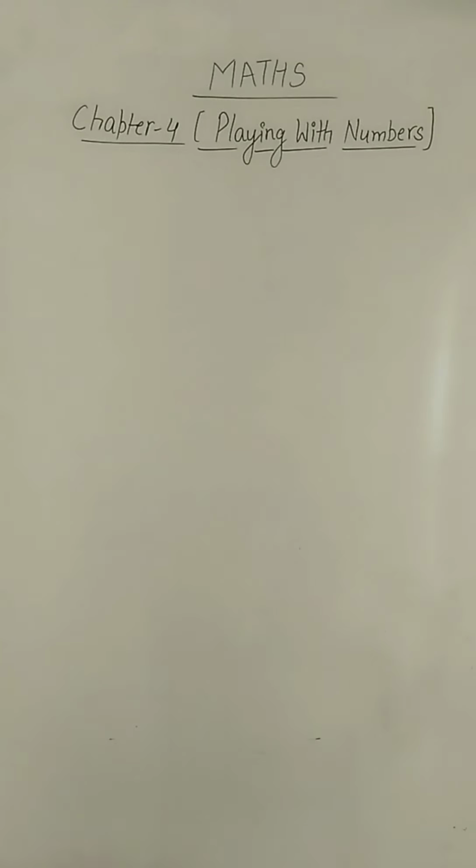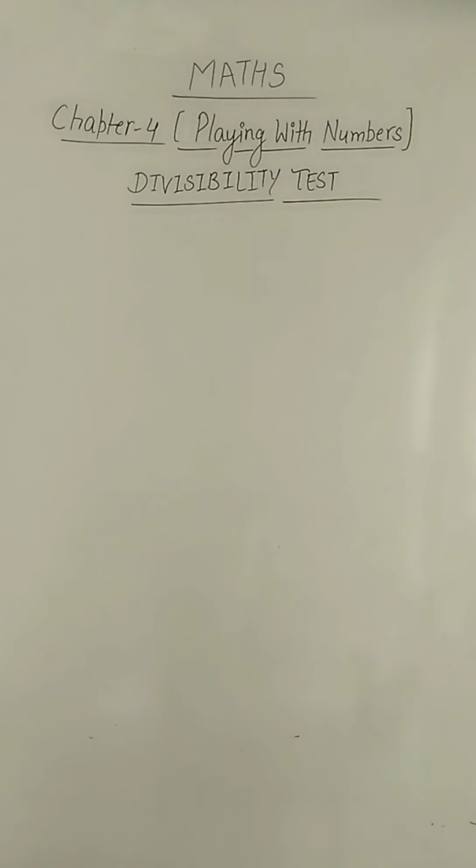Okay, so divisibility rule means it is a way to identify whether a given number is divisible by a fixed divisor or not without performing actual division. Okay, students, so now let us have a look at different divisibility tests.